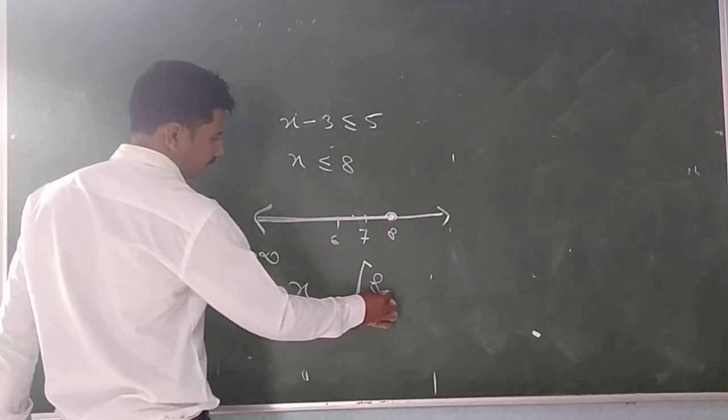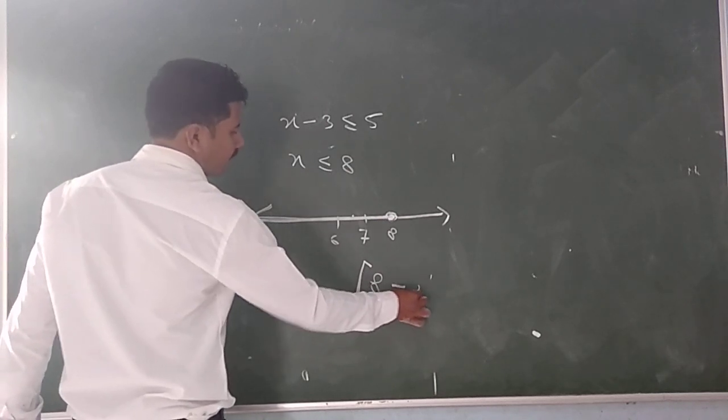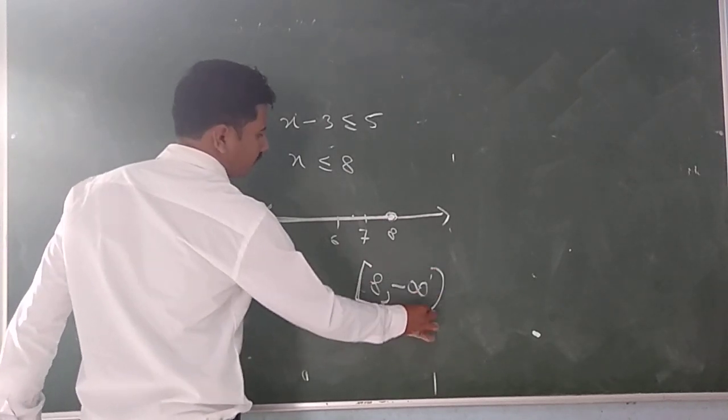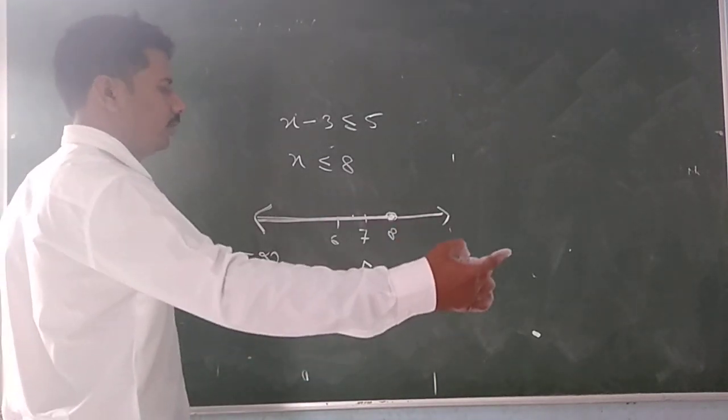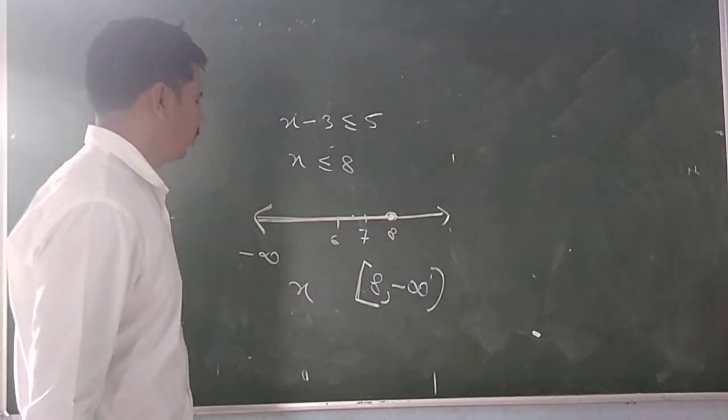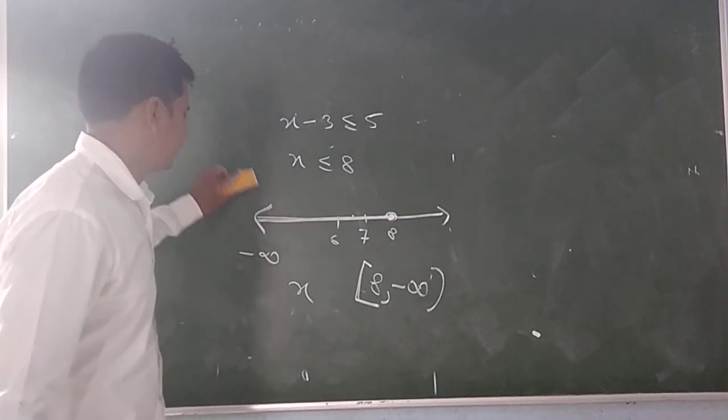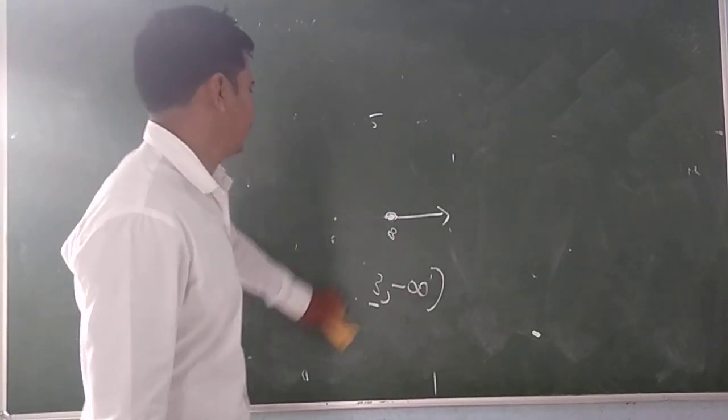You can remember the round bracket this way: at minus infinity, infinity cannot be captured, because every time you capture one number, the next number will be larger. Infinity is a larger number, so you are not able to capture it at any rate.